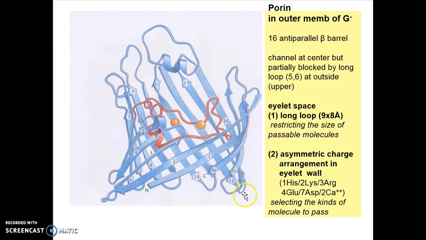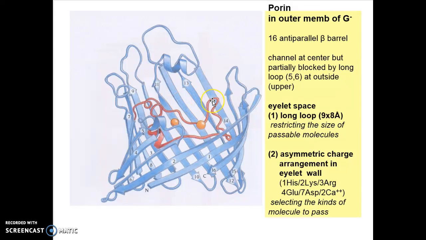Porin protein folds into a 16-stranded antiparallel beta barrel. This protein contains a central channel because of the large number of beta strands. The channel is partially blocked by a long loop region between beta strands 5 and 6, the red one. This arrangement creates a narrow region in the middle of the channel called the eyelet, about 9 angstrom long and 8 angstrom in diameter, which defines the size of solute molecules that can pass through this channel.